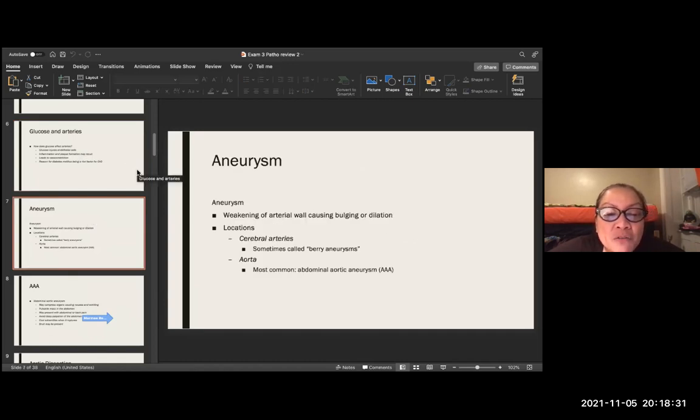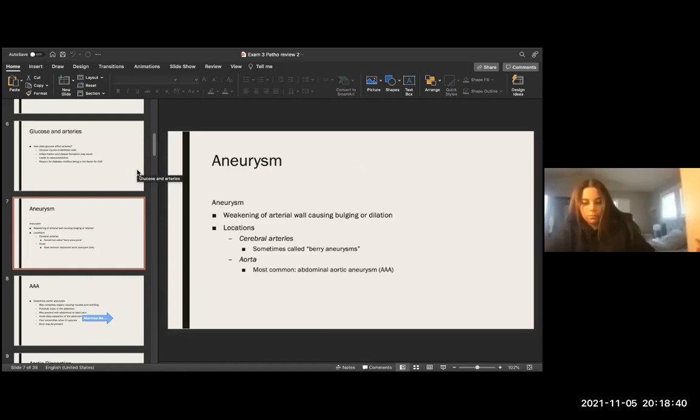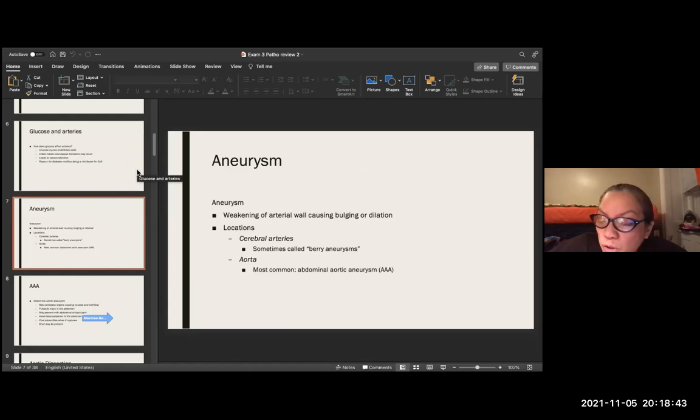Aneurysm, a weakening of the arterial wall causing bulging or dilation. So, have you seen a cerebral aneurysm? Never. Put in your side note, Google cerebral aneurysm images. I want you to look at pictures, Monse, because you have a visual, photographic memory. If you see them, you know them, right? Google what an aneurysm looks like.